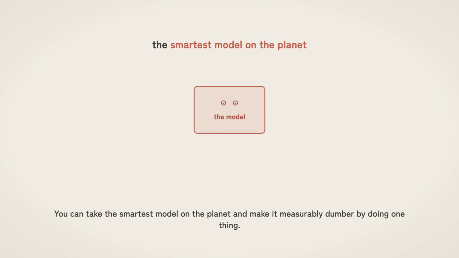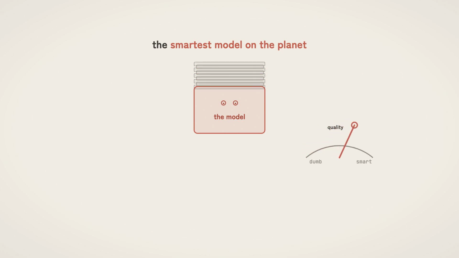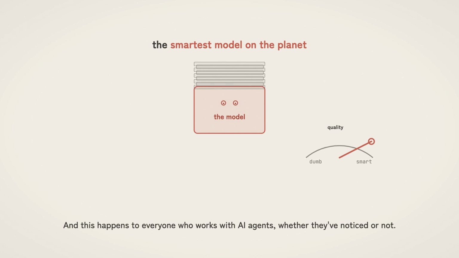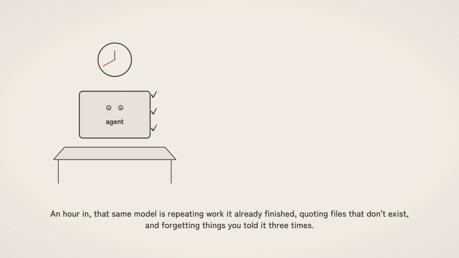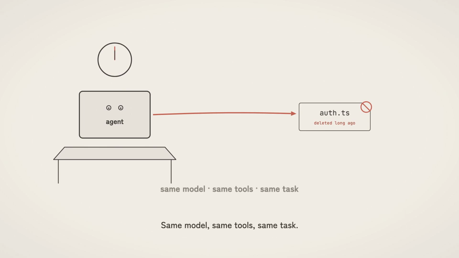You can take the smartest model on the planet and make it measurably dumber by doing one thing: giving it more to read. And this happens to everyone who works with AI agents, whether they've noticed or not. You start a session and the model is brilliant. An hour in, that same model is repeating work it already finished, quoting files that don't exist, and forgetting things you told it 3 times. Same model, same tools, same task.